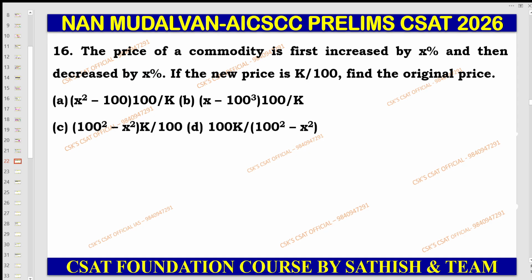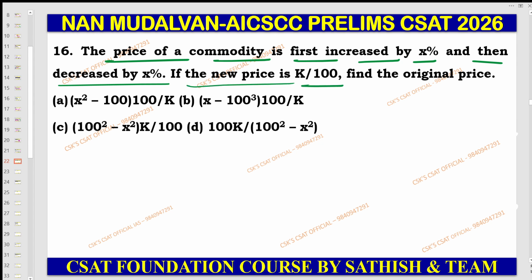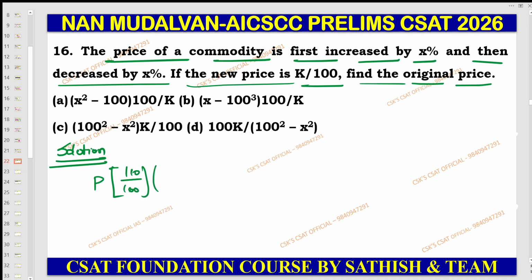So next, let's see here. The price of a commodity first increases by x percentage, then it decreases by x percentage. The new price here is K by 100. Find the original price. If you don't know the original price, take that original price as P. If the question says first increases by 10%, you will do 110 by 100. Then it decreases by 20%, you will do 80 by 100. Same logic you apply here. Generally it is provided as x.